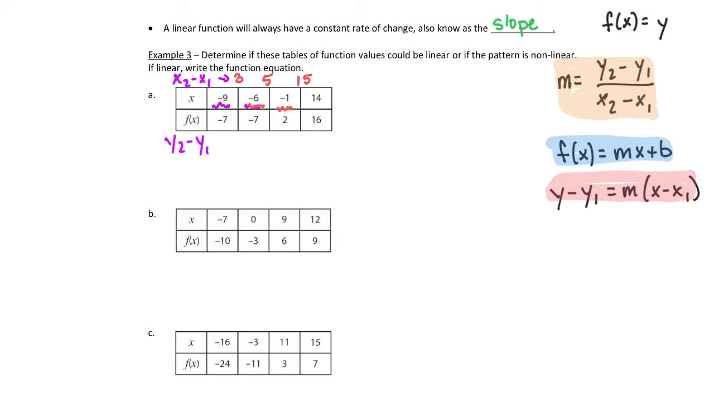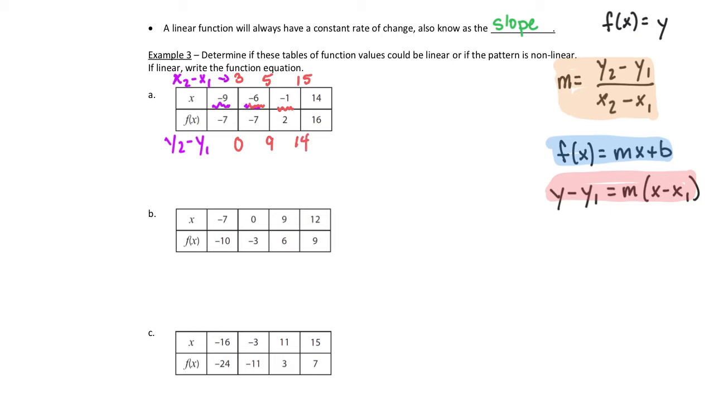Then for my y values, I'm going to do the same thing. Well, from -7 to 7 is going to be 0. From 2 to -7 will be 9. And from 16 to 2 will be a distance of 14.